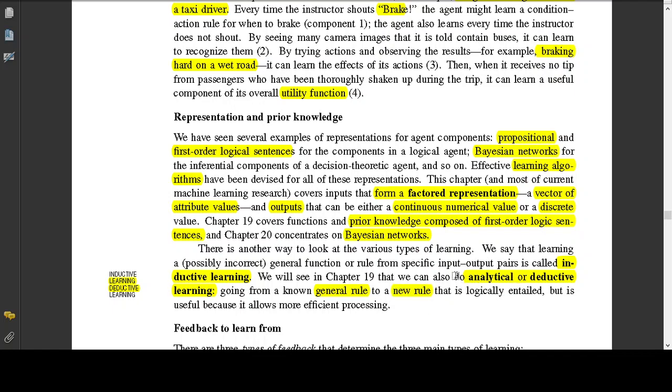Okay, the first one is we have a set of prior data or prior knowledge. From this prior knowledge we learn. And the second one is deducing a new rule from an existing rule, or from existing knowledge we deduce new knowledge.